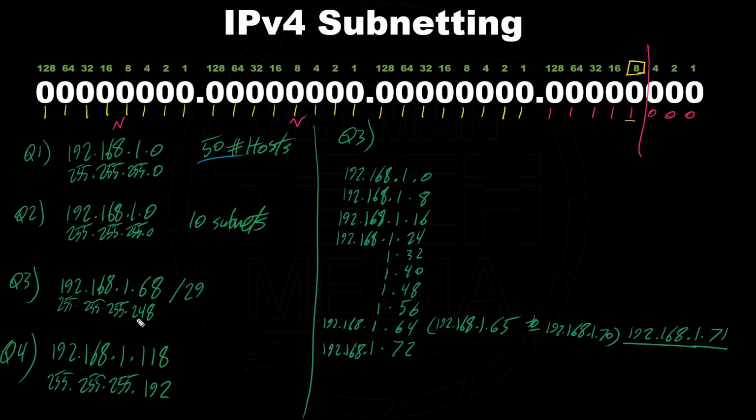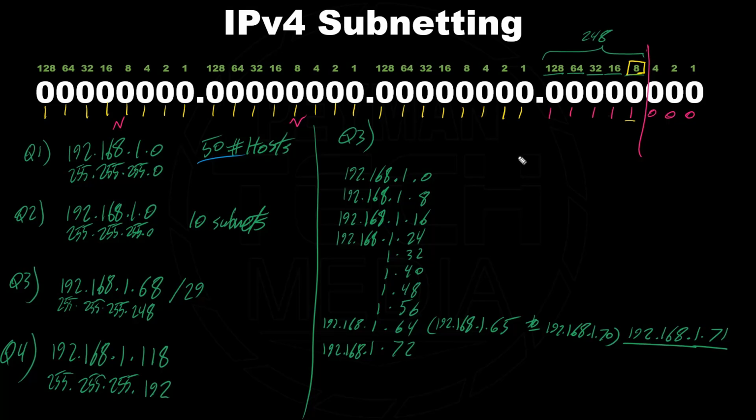Where this 248 is coming from: basically we are converting this binary number to a decimal number. 128 is turned on, 64 turned on, 32 turned on, 16 turned on, and 8 turned on. The rest of them are turned off. 0 is off, 1 is on. The ones that are on, we just need to add. So if we add all these numbers, we get 248.